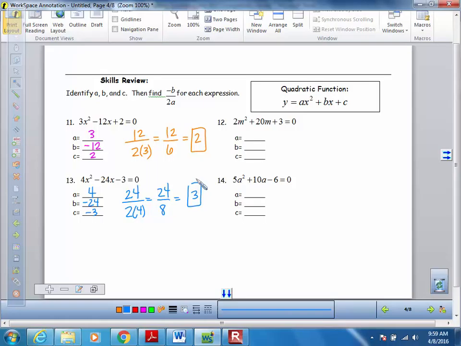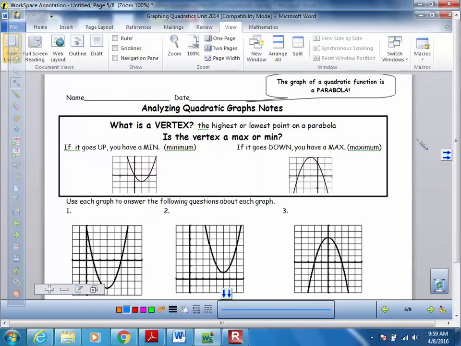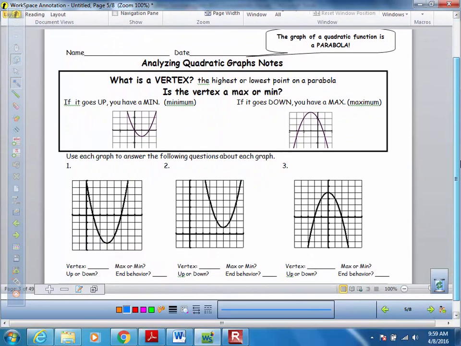Okay, so now let's look at the analyzing quadratic graphs notes. Okay, so we've been factoring quadratics. That's what our last test is on. Now we're looking at the actual graphs of them. So what letter does this remind you of? A U. Okay, these should be very straight.